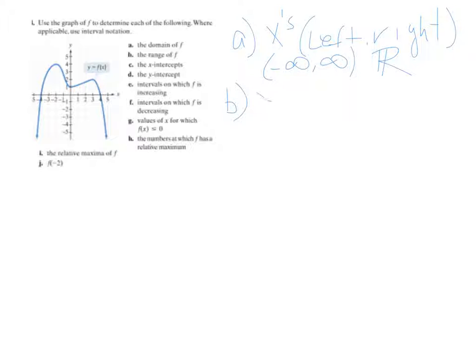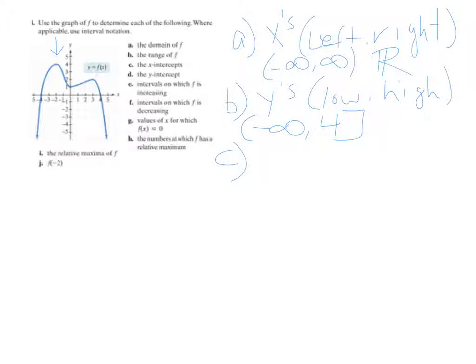Part B, the range. The range is all of the y's, from the lowest y value to the highest y value. The lowest y value, this graph on both ends points down forever. So the lowest y value is negative infinity. The highest the graph ever goes is this highest maximum point, top of the hill, where y is 4. That's as high as that graph ever goes, and it actually runs solidly through 4, so you would need a bracket on the 4.